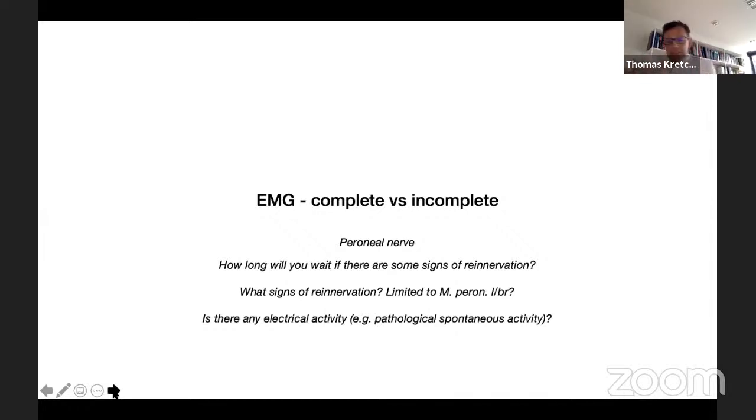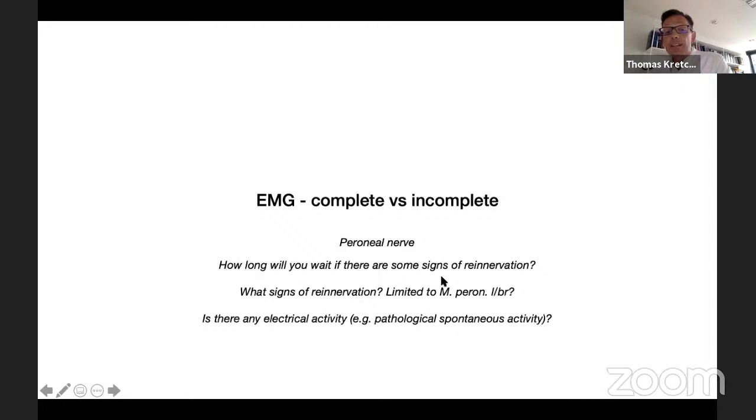So if it comes to diagnostics, I think EMG is very helpful. And of course, I'm not going into detail about the clinical exam, which is of utmost importance. But EMG can help you to decide, is a lesion complete or is it not complete? And when it comes to the peripheral nerve, those are questions that you probably will have to answer.